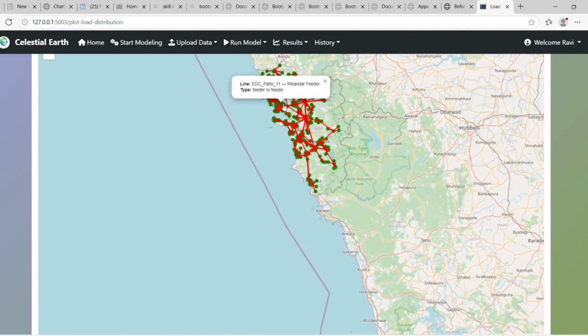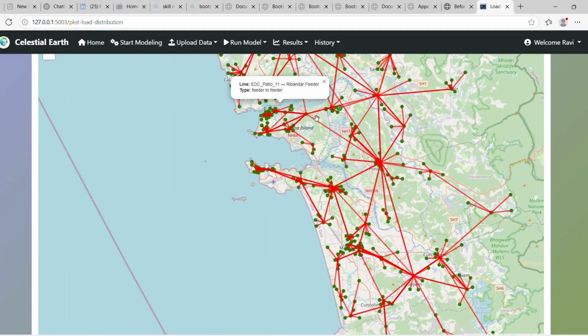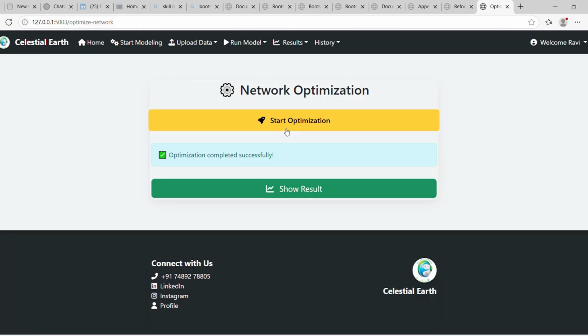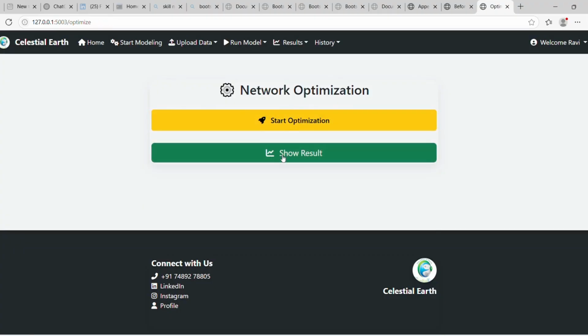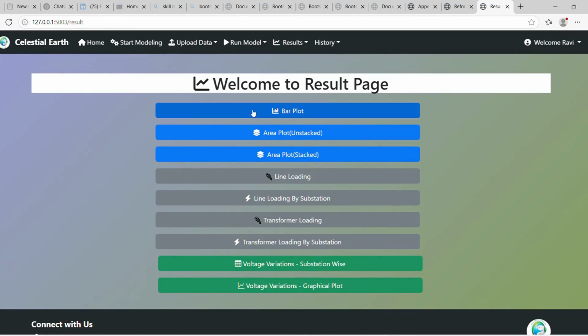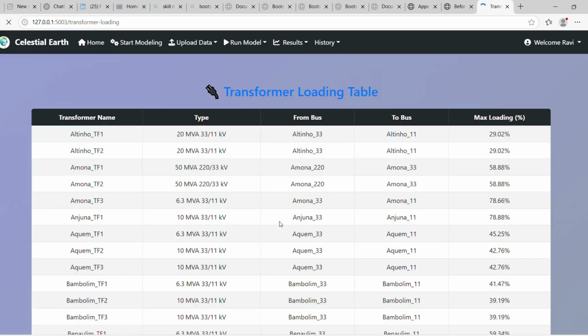Once the relevant files are uploaded, the electrical network can be visualized with all its components accurately mapped to their geographical locations. Next, an optimal load flow analysis is carried out, generating results for key technical parameters such as line loading, DT loading, and voltage, presented both in tabular format and visually mapped onto the network.